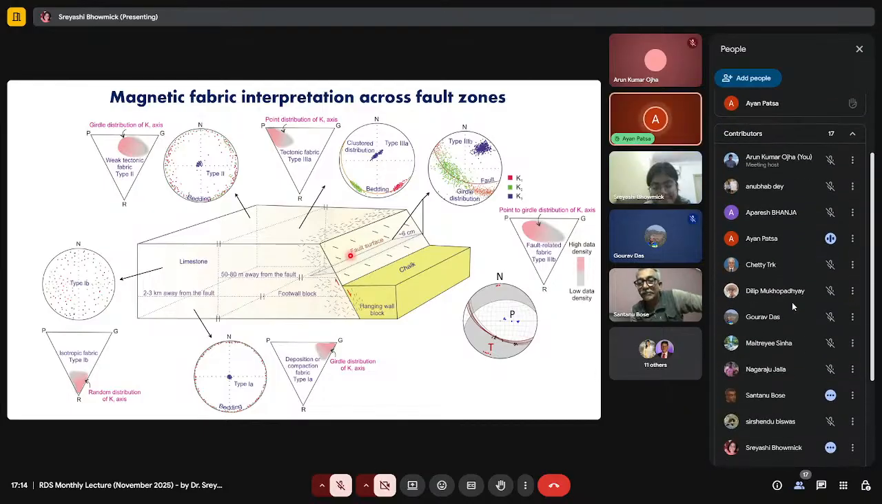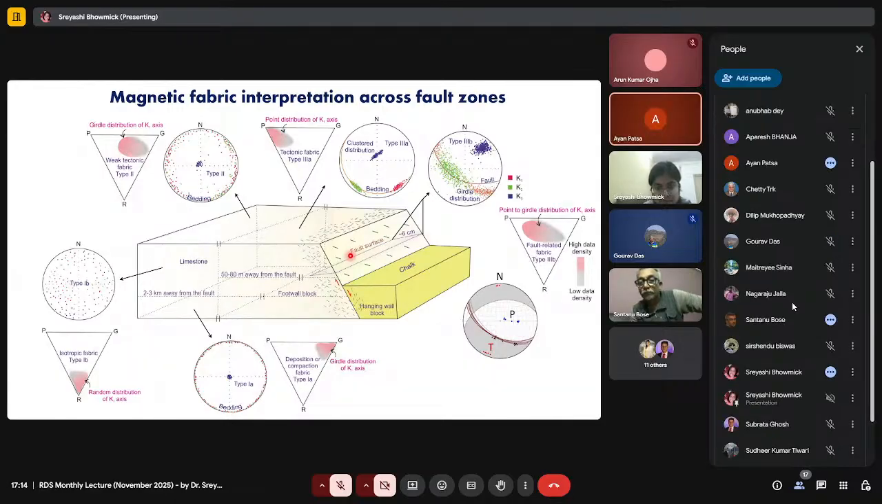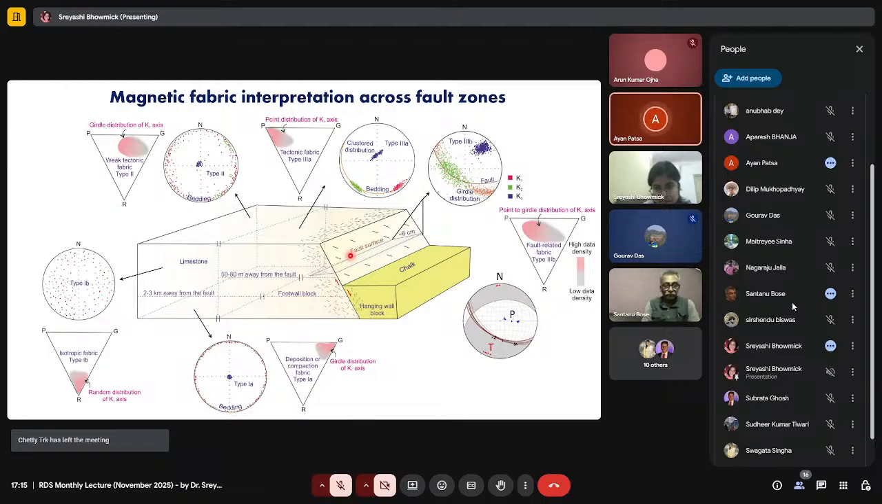Thank you. Okay, so I just want to know something from you in this slide. So your AMS fabric is related to plastic deformation, right? Yes. So we should expect generally that the deformation or strain should be strongest at the fault surface. So the alignment should be more there, but in this case we are seeing that the K1 is more aligned to a certain direction away from the fault, and it's showing girdle distribution in the fault. So any idea what is causing this?